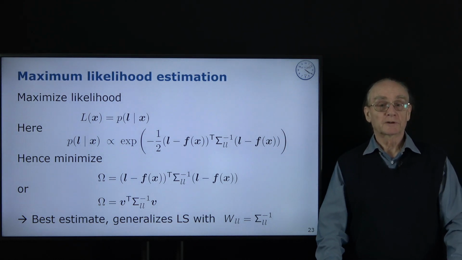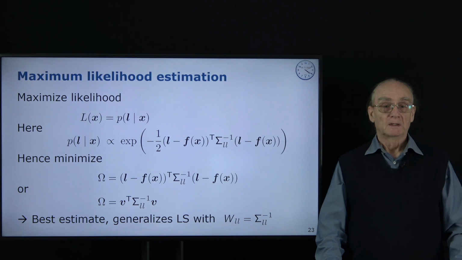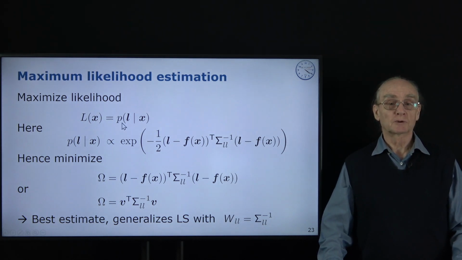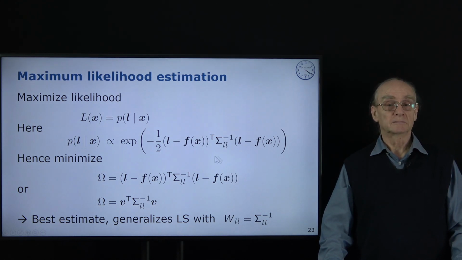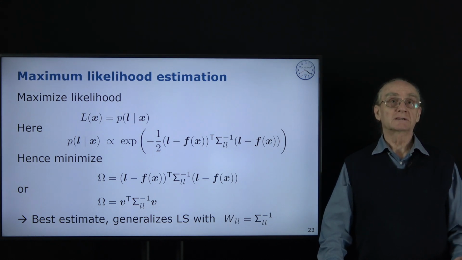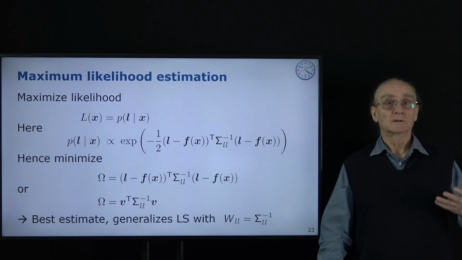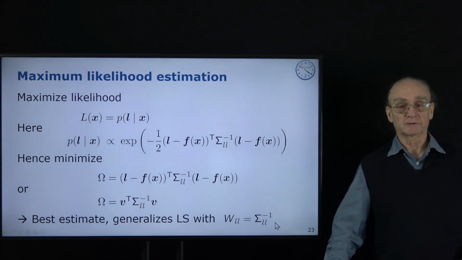So now let's have a look at the maximum likelihood estimation of our problem. The likelihood is nothing else than the conditional probability of L given some values X. We have said this is a Gaussian distribution. That means we have to minimize this optimization function, or in other words, the sum of the residuals squared weighted with the inverse covariance matrix. That means if we want to do generalized least squares in a statistical framework, we need to choose the weight matrix for our generalized least squares as the inverse covariance matrix of our observations.